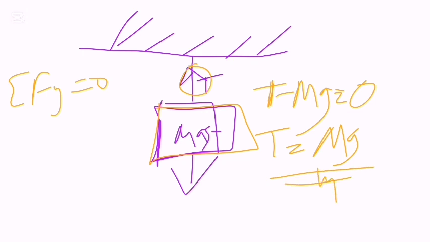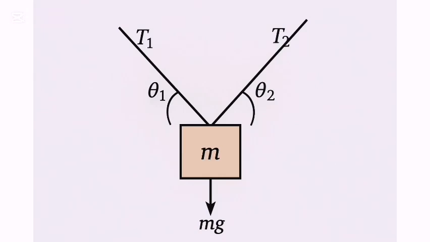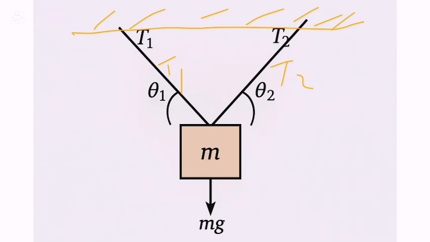Now let's go to the difficult question. So this was our first question. Now we have two ropes. These are the ropes, and we have this tension. From here, this is tension 1, then this is tension 2. How can we calculate tension 1 and tension 2?